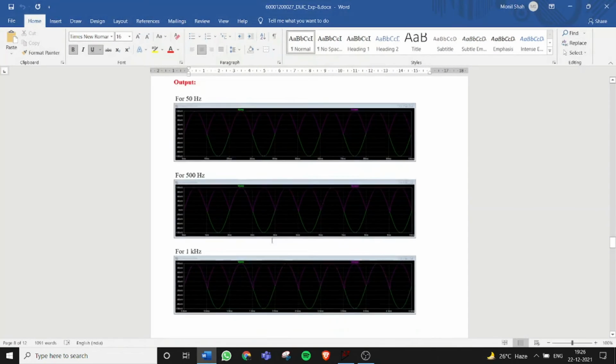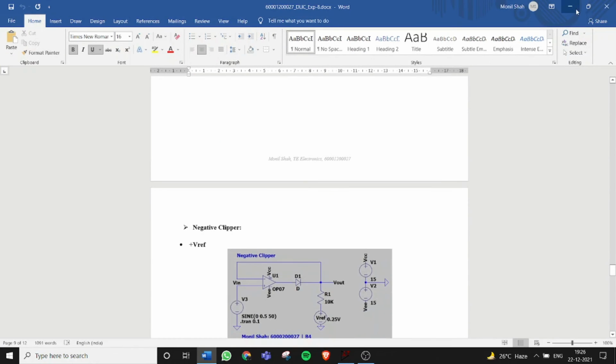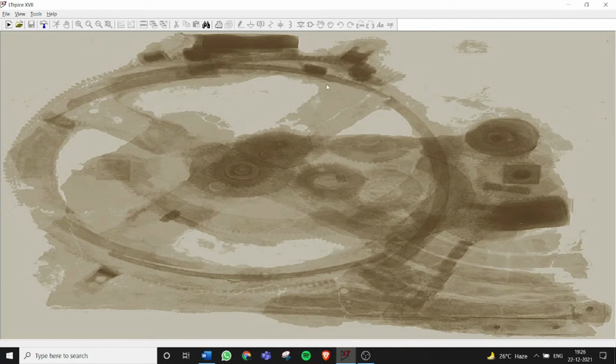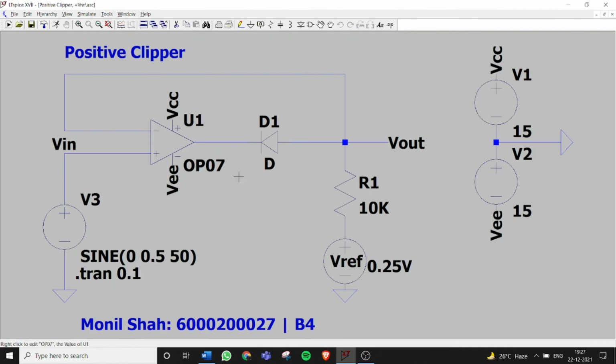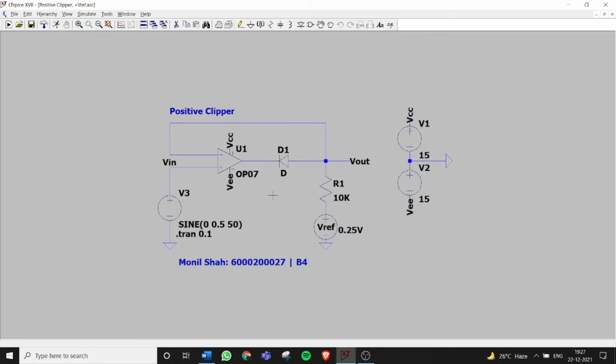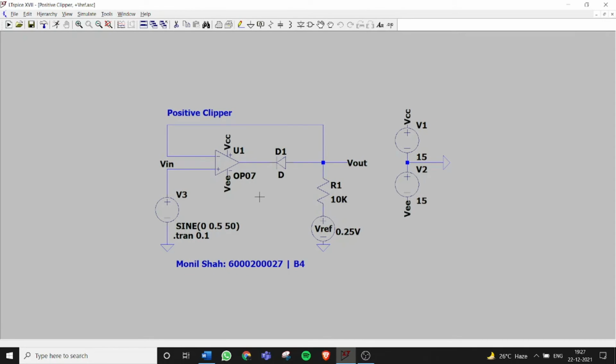Okay, so moving on to the next circuit, which is clippers. First we'll see positive clipper. It is a circuit that removes positive parts of the input signal, and it can be formed by using an op amp with a rectifier diode. The clipping level is determined by the reference voltage Vref, which should be less than the input range of the op amp, that is Vref less than Vin. The output voltage has the portions of the positive half cycles above Vref clipped off.